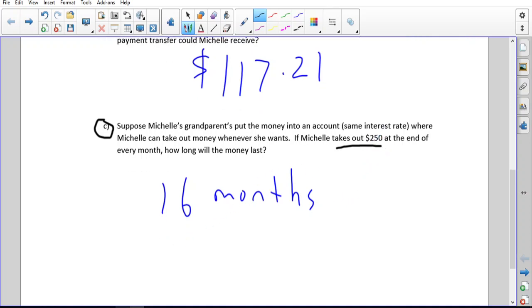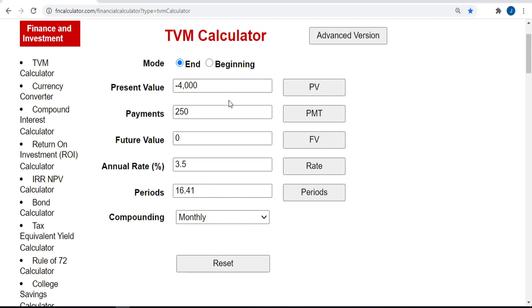Okay, so it's a TVM solver. Just like with future value, you can use the TVM solver for present value. It's almost always the case, though, that your future value is 0, unlike when you're doing future value and your present value is 0.